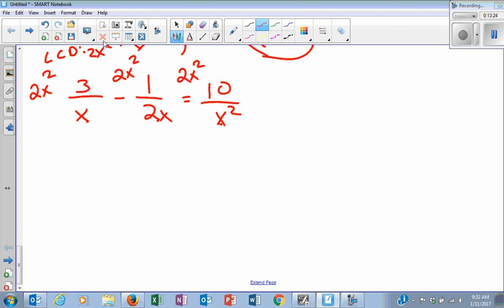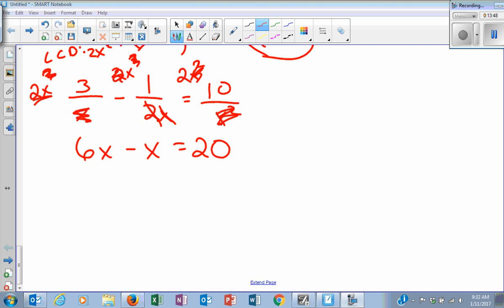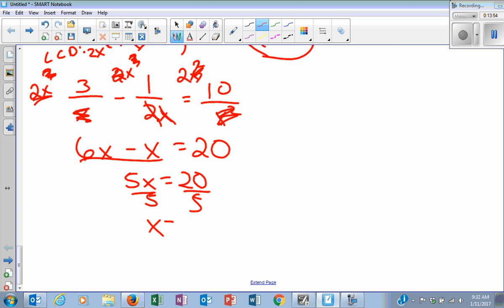And when I do that, one of these x's cancels out, so all I have to multiply the 3 by is a 2x. This 2 and an x cancel out, so I multiply just by an x. The x squared cancels out, so all I have to do is multiply it by a 2, and when I do that I get 6x minus x equals 20. Combine like terms, 5x equals 20, divide by 5, x equals 4.